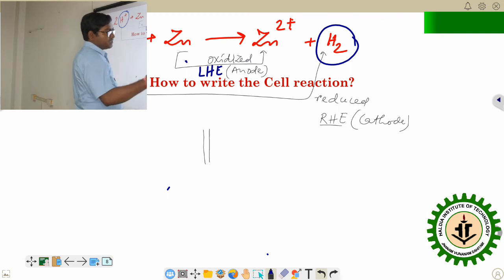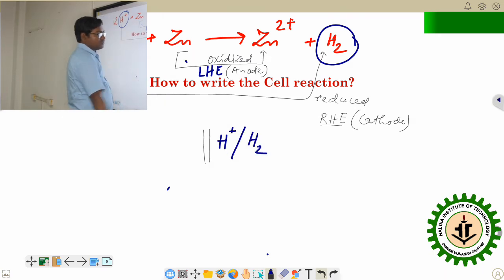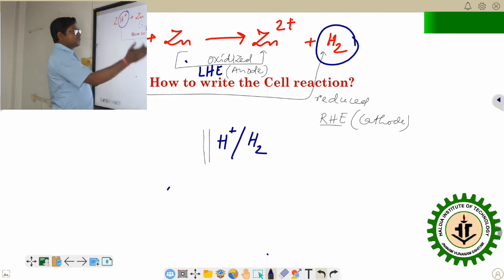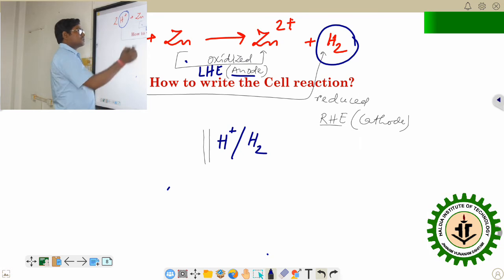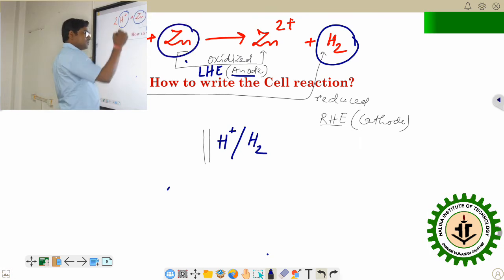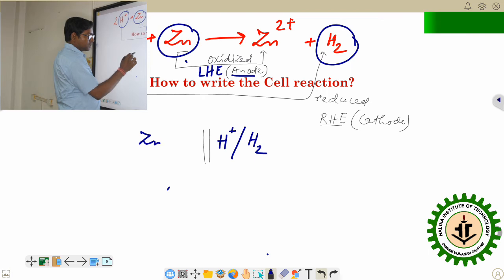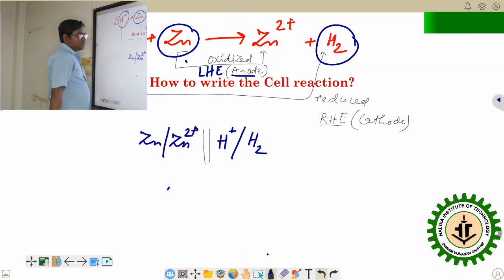When we are going to present the cathode, we have to first mention the higher oxidation state, that is the H plus, followed by lower oxidation state, that is the H2. Now you come to anode. When it is the case of anode, first we have to write the lower oxidation state, which is the zinc over here. Then we will write its higher oxidation state, that is the zinc 2 plus. So this is the way to represent this cell where the given reaction occurs.